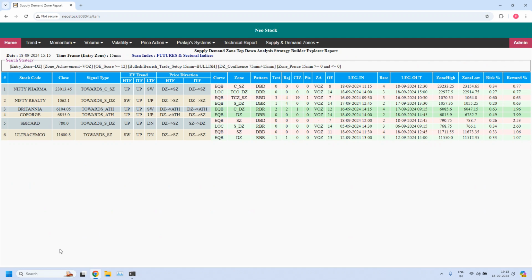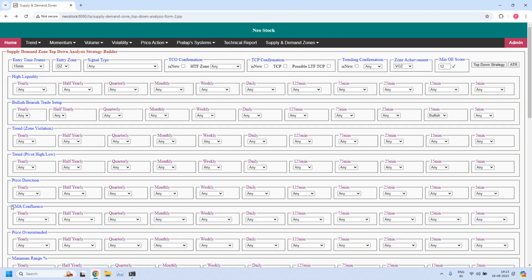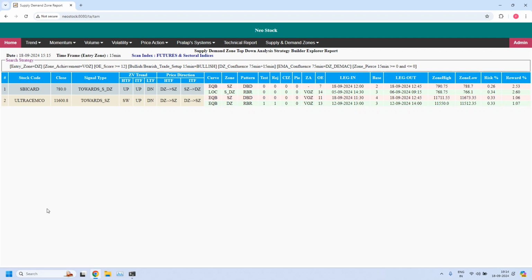Let's verify if any of these zones are having, the 75 is ITF, if any of these zones are having a daily EMA confluence. The EMA confluence, daily time frame, 75 minutes time frame, because 15 minute zone is part of 75 minute zone. If the 75 minute zone is having daily EMA confluence, 75 minutes demand zone with daily EMA confluence, let's verify. 2 stocks are filtered. So these 2 stocks are high probability trade setup they are supporting.